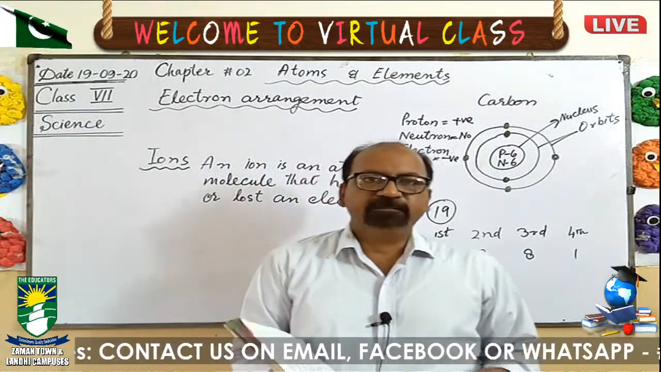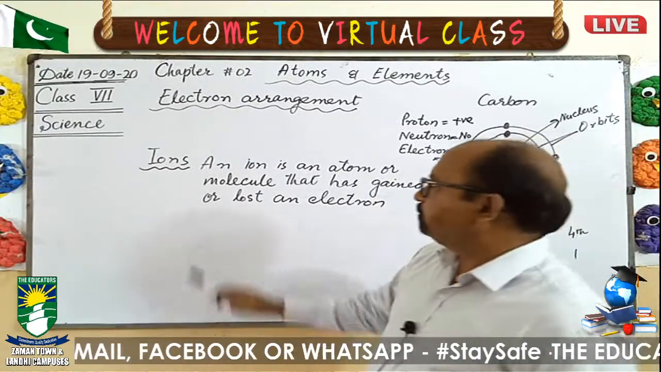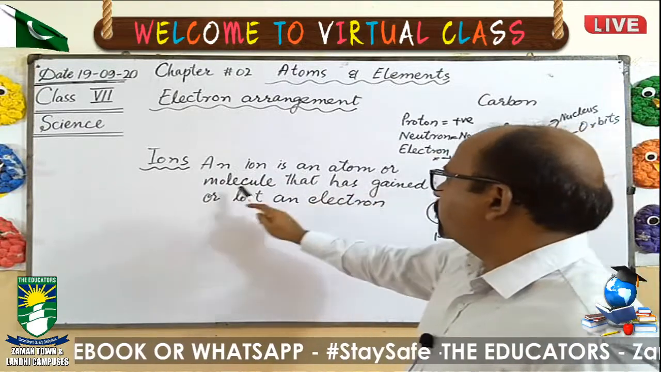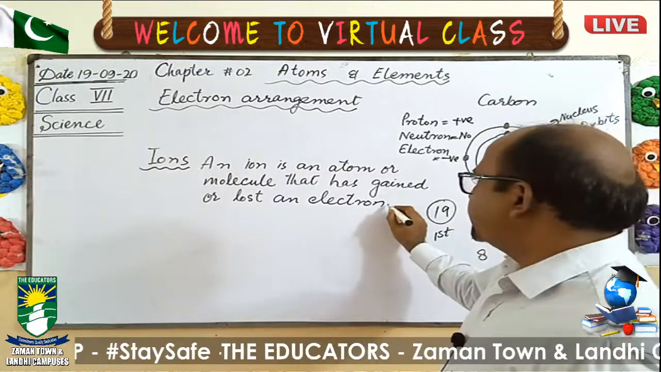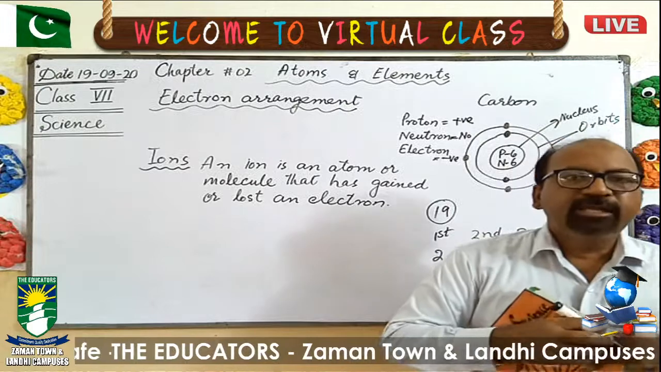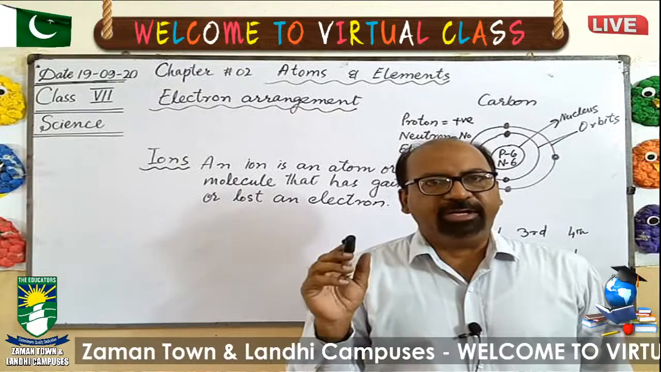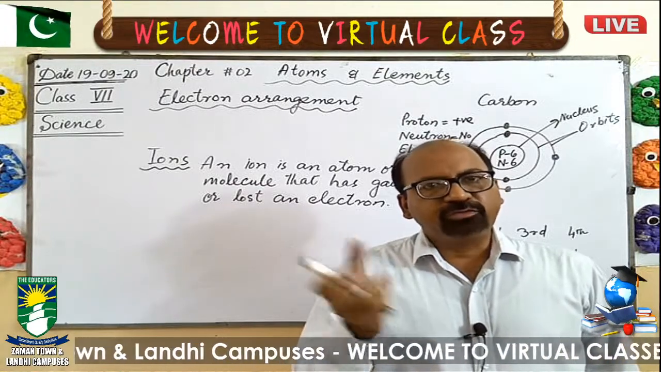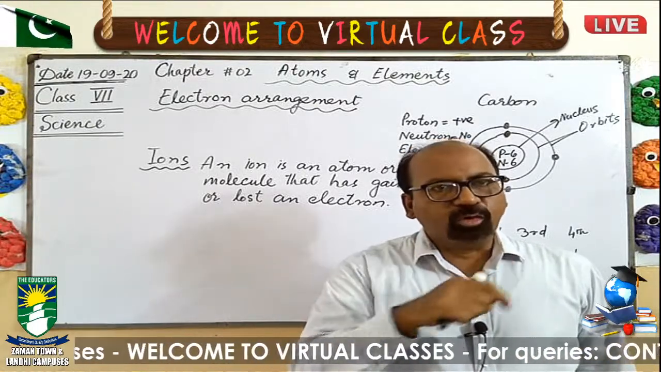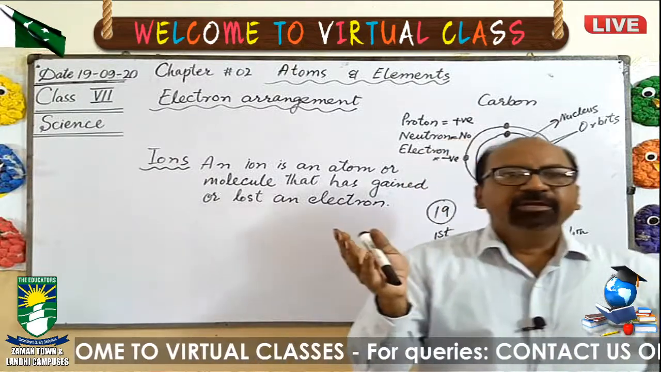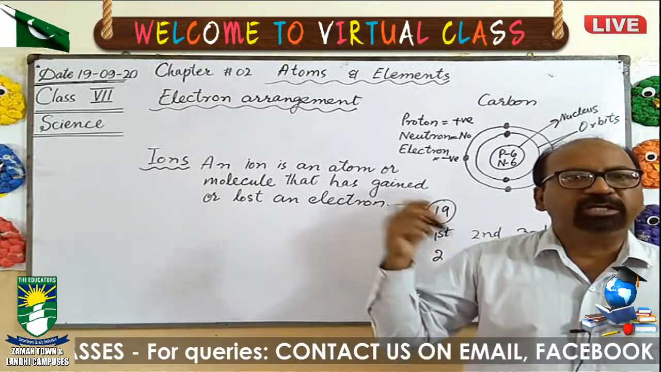The next topic is ion. So let's see what the definition of ion is. An ion is an atom or molecule that has gained or lost an electron. Sometimes, to complete the last shell or orbit, every element tries to take or give electrons. So just to complete the last orbit, sometimes they take 1, 2 or more electrons from other atoms.